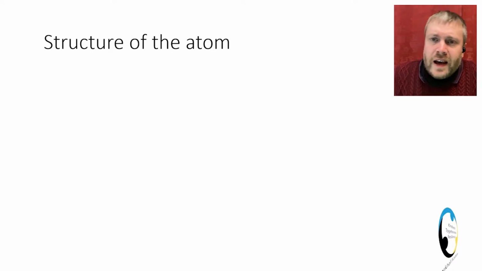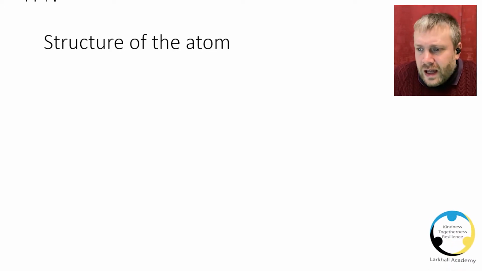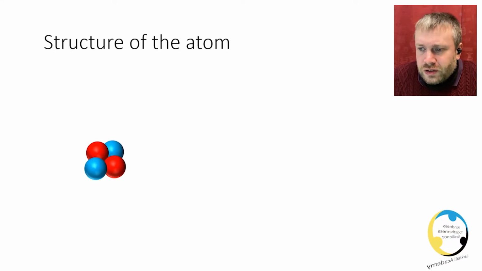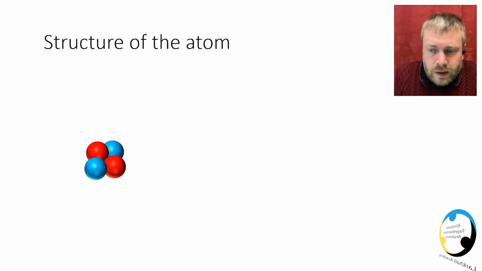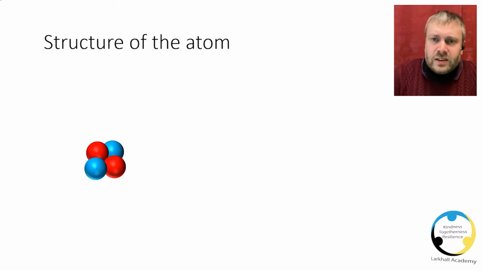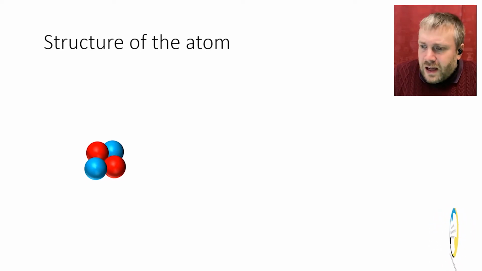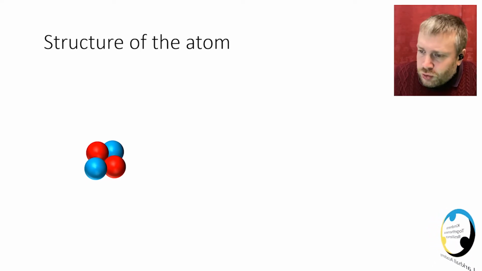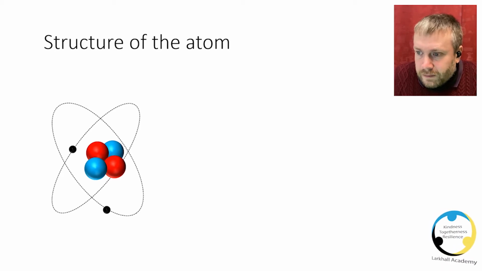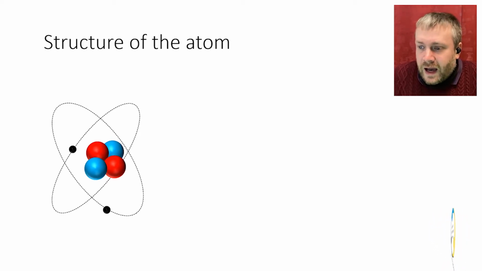So the structure of the atom, a little bit of revision first of all. Our atoms are made up of protons and neutrons. That is our nucleus, hopefully you all remember that. So protons and neutrons in the centre of the atom, tightly bound together, no space between them, they're really close, they don't want to separate at all. And then of course we've got this cloud of electrons which are orbiting the atom.